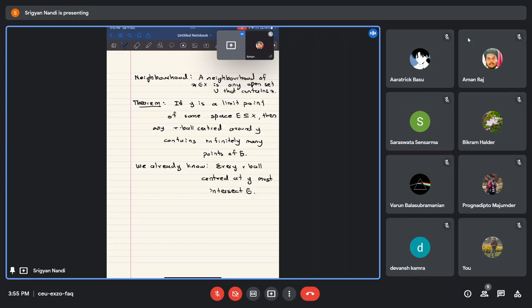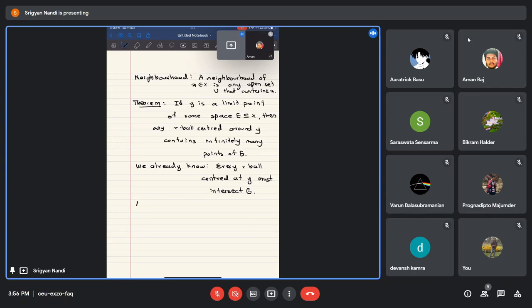So therefore, if there was a single R ball that didn't intersect E, then you will not have a convergent sequence towards Y anymore because you have a neighborhood of Y that does not contain any element from E. So every neighborhood smaller than that neighborhood will contain no elements from E. And hence Y cannot be a limit point because no sequence of points from E can then approach Y. So we know this, but we have to prove that it contains infinitely many points.